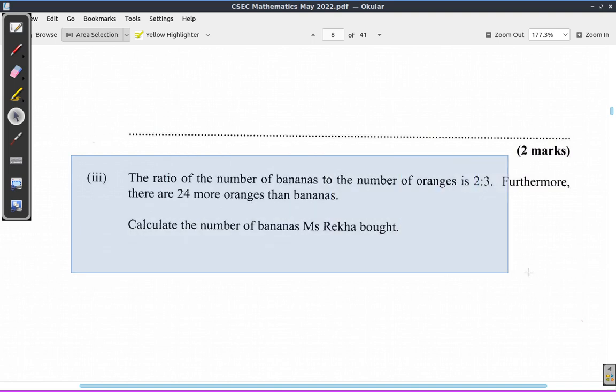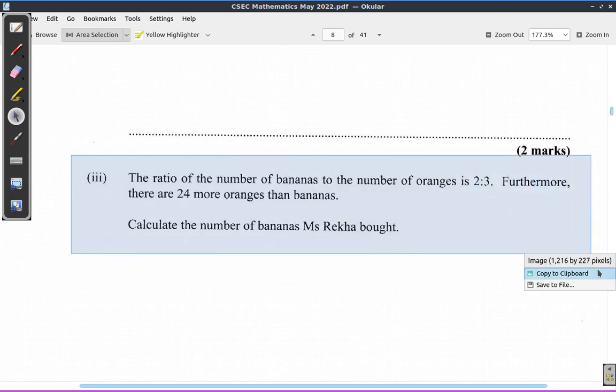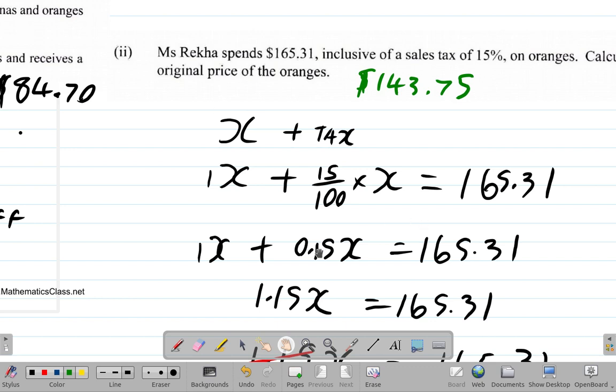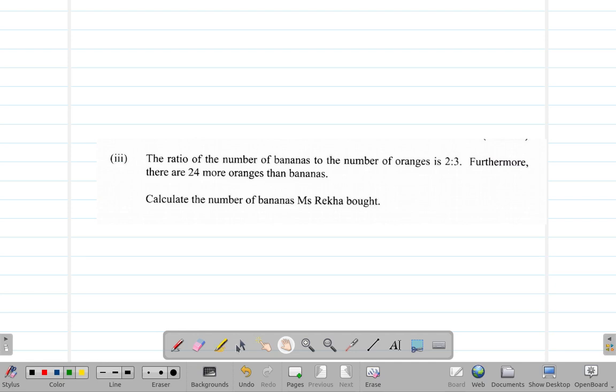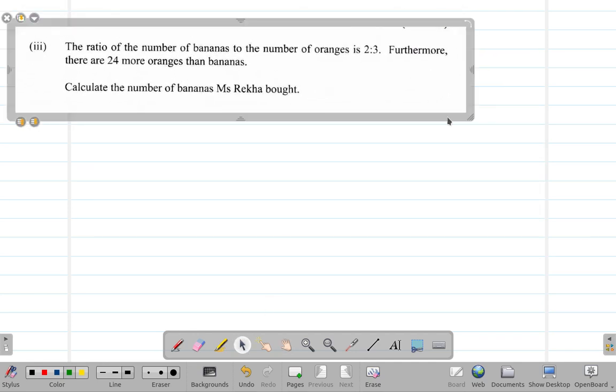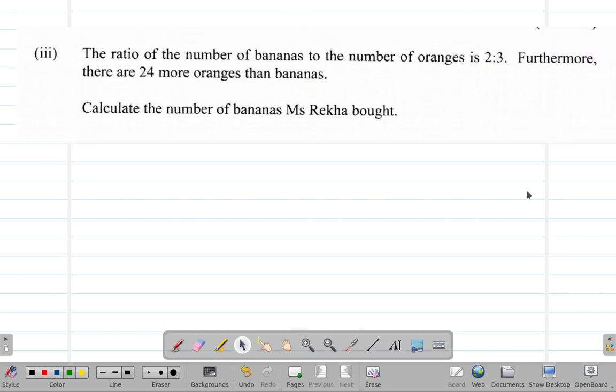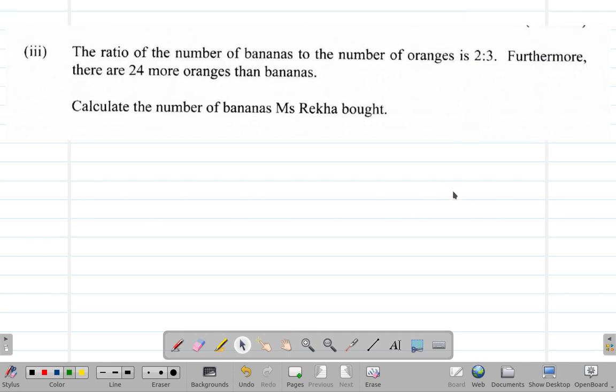But anyway, let's copy this part of the question and put it over here. Let's erase what we have, because we're going to use these answers again. Sometimes they want you to use the answer that you get in one part of a question in the other part, but seems like we're not going to need those answers that I wrote down earlier. So here we go now. The ratio of the number of bananas to the number of oranges is 2 to 3.